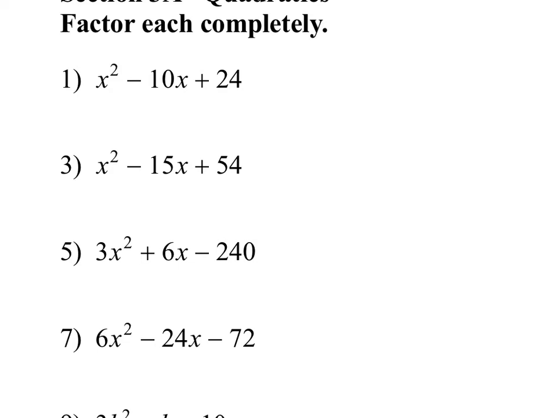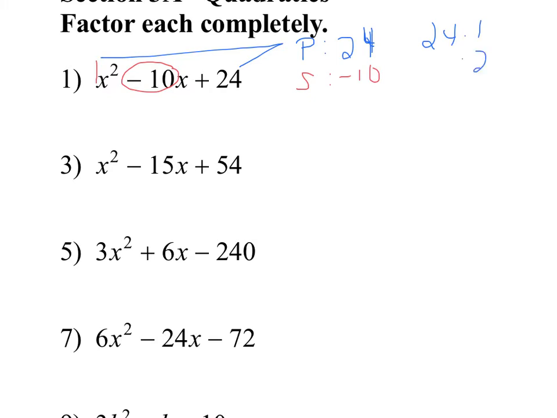And to do so, we notice that in front of x squared is a 1. We're going to take that number times our last number, and that means we will have a product of 24. And we're looking for 2 numbers that are factors of 24 that give us a sum of negative 10. So factors of 24 are 24 and 1, 2 and 12, 3 and 8, 4 and 6.